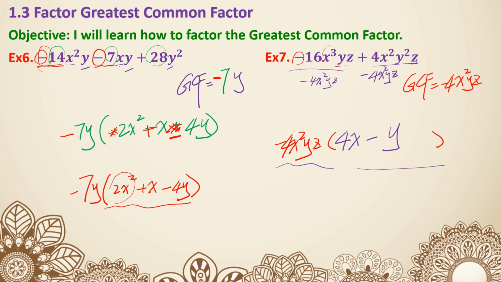That's example 7. And that is everything for 1.3 factor greatest common factor.